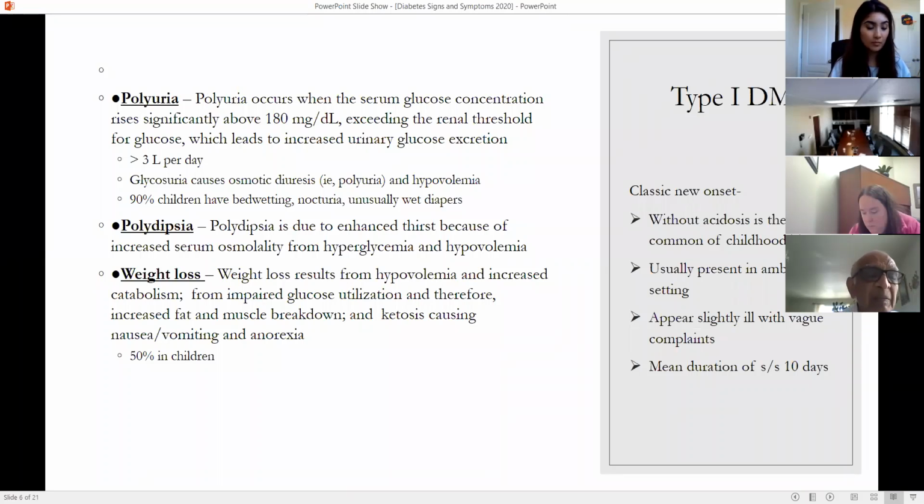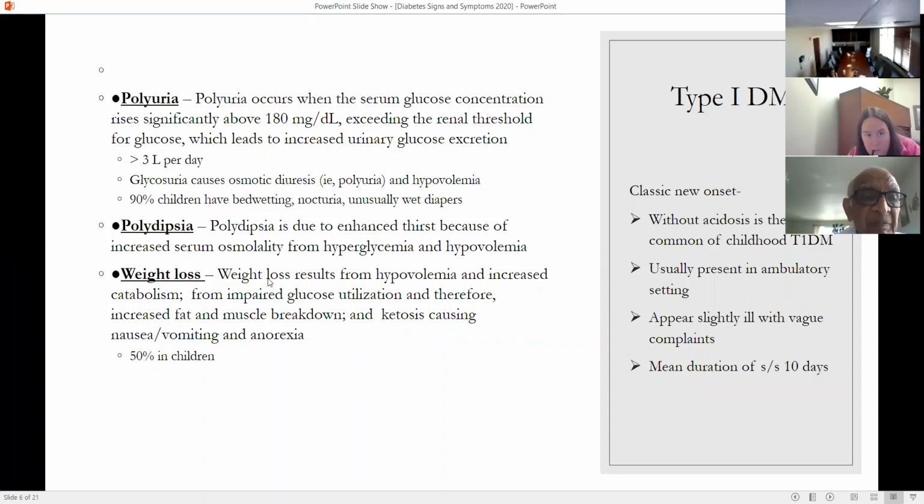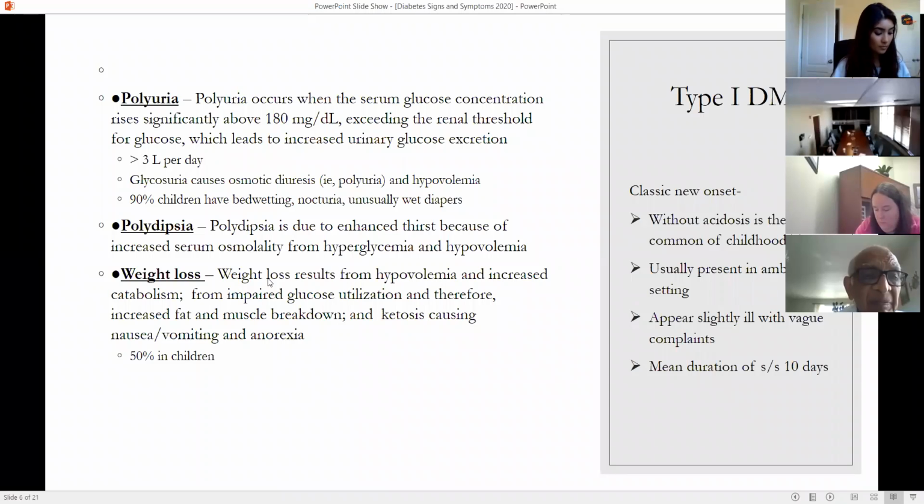With polyuria, I usually define that as greater than 3 liters a day. When your sugars are significantly above 180, it exceeds the renal threshold for glucose, so they start excreting sugar and having more frequent urination. About 90% of children will develop bedwetting when they were previously potty trained. They'll have nocturia, and if they're very little, they'll have very heavy wet diapers. Those are things parents have explained.